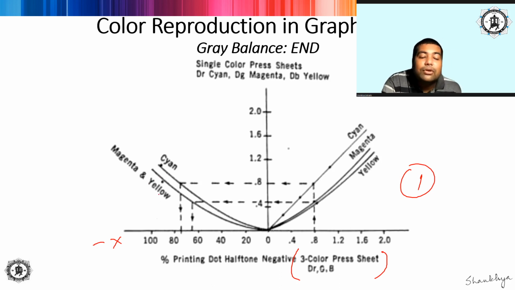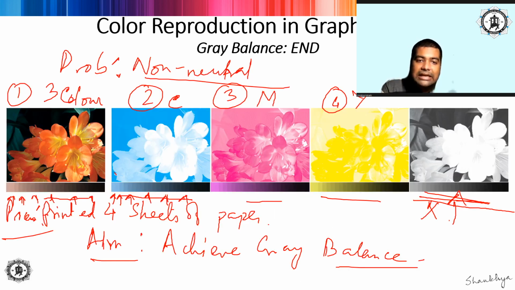Okay, so in the negative x-axis, we are going to plot the dot percentages, and along the x-axis, of course, the y-axis remains the same. What data is contained in the y-axis? The y-axis contains the data of the densities of the individual press sheets. Individual meaning the cyan sheet densities through the red filter, magenta sheet densities through the green filter, yellow sheet densities through the blue filter. Densities meaning of the grayscale, of this particular patches, right?